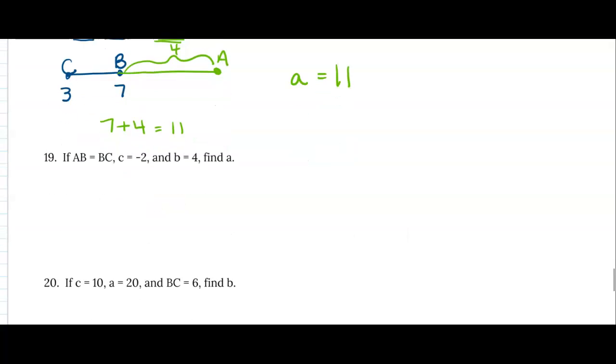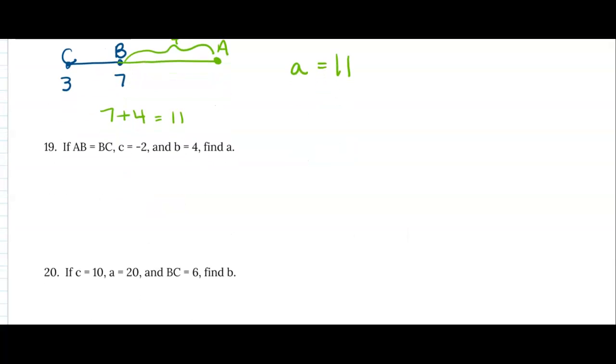Now let's look at number 19. 19 tells us that if AB is equal to BC, so that means those two lengths are the same, making B our midpoint. And then we have C at a coordinate of negative 2 and B at a coordinate of 4. We need to find the coordinate of A. So we know B is in the middle. Since B is in the middle and at a coordinate of 4, that means that C has to be this endpoint since it's at negative 2, making A at the top.